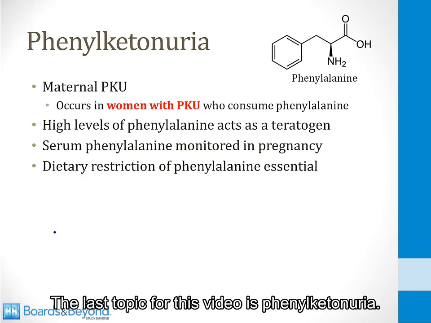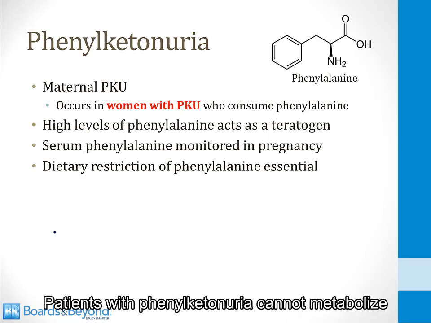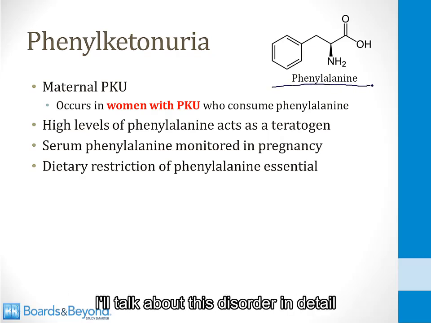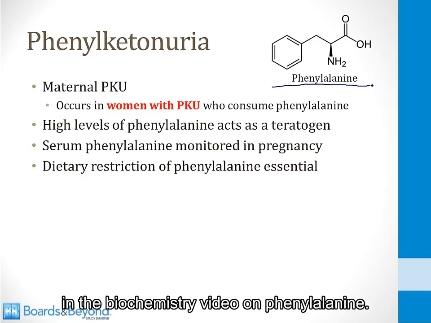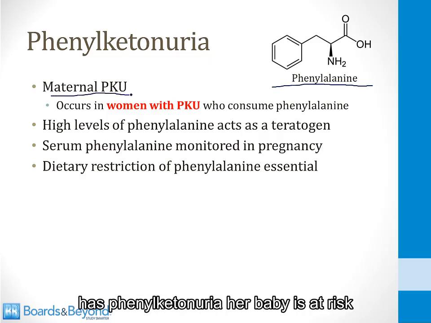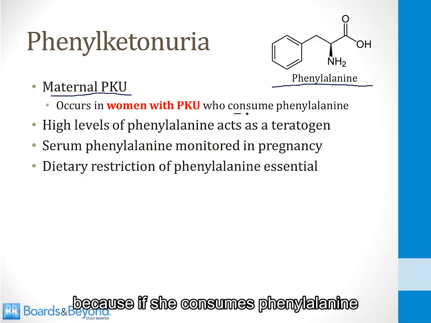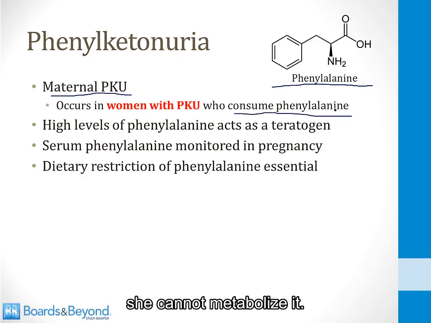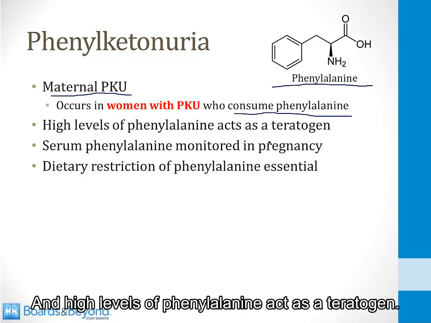The last topic for this video is phenylketonuria. Patients with phenylketonuria cannot metabolize the amino acid phenylalanine. I talk about this disorder in detail in the biochemistry video on phenylalanine. But for our purposes here, you should know that if a mother has phenylketonuria, her baby is at risk because if she consumes phenylalanine, she cannot metabolize it, and high levels of phenylalanine act as a teratogen.